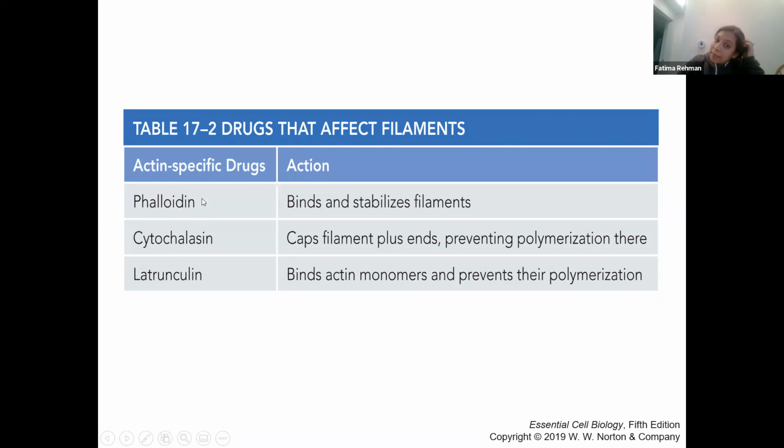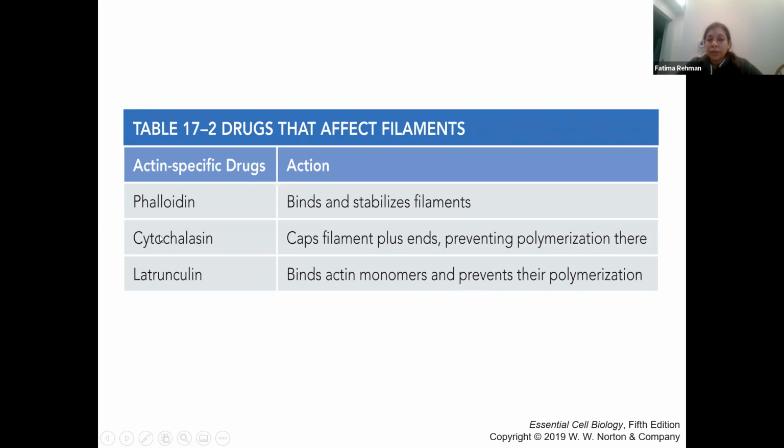Now, phalloidin is something that I would want you to know about, and you should be able to compare it with Taxol, which was affecting microtubules. So phalloidin is, again, a drug that stabilizes filaments, very similar to Taxol. But in this case, it is binding to actin, and Taxol is binding to the microtubules.